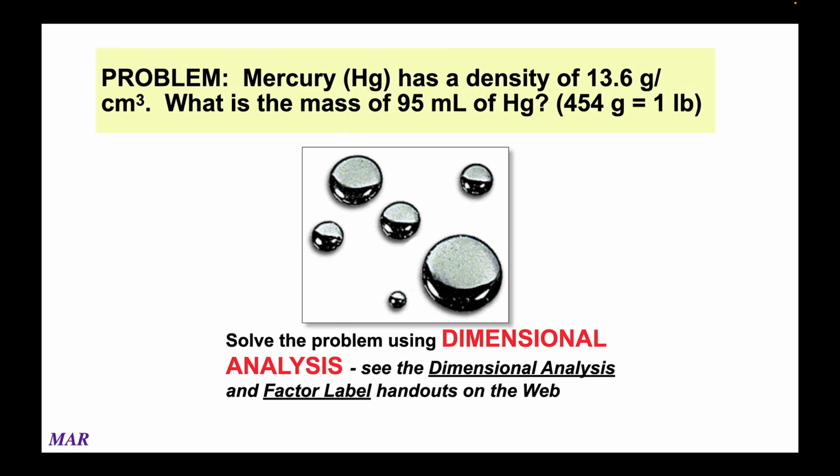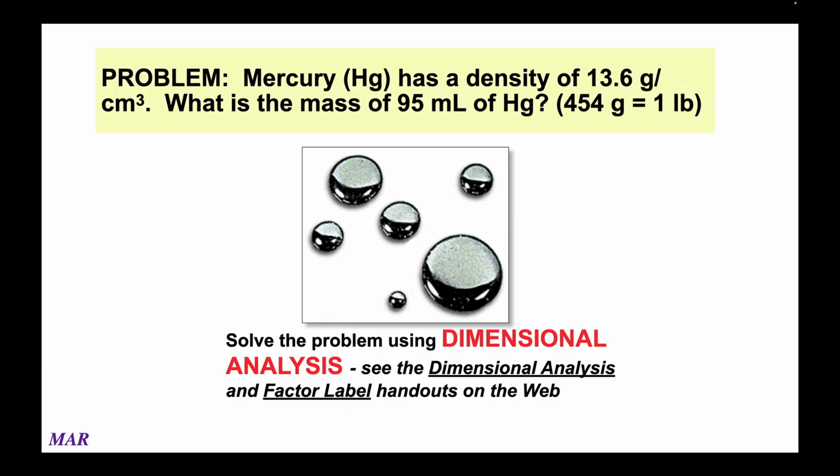Here's another kind of problem you might see. In this case, we have mercury. Now, mercury, if you remember from earlier, is a liquid at room temperature and pressure. So in this case, we have 95 milliliters of mercury, because this is a liquid. And again, liquids are usually recorded in milliliters, but if you wish to call it centimeters cubed, that's fine too. Well, mercury has a density of 13.6 grams per centimeter cubed. What is the mass of mercury? And if you want, you can record it in grams, or if you want to go to pounds, you can too.